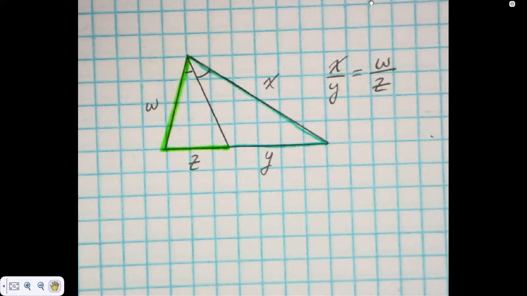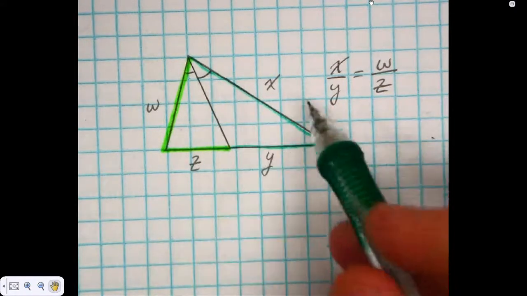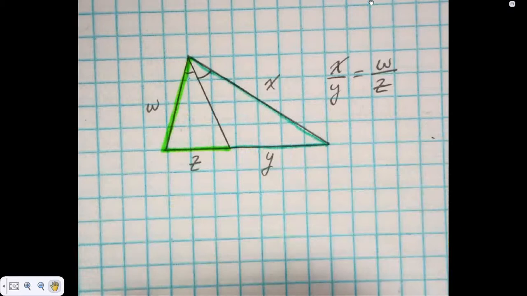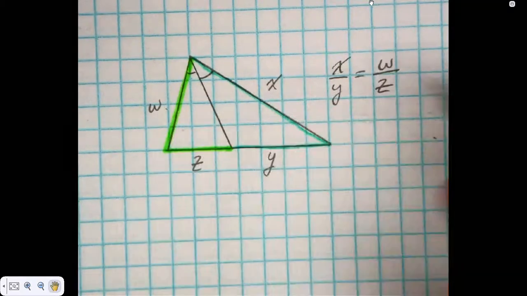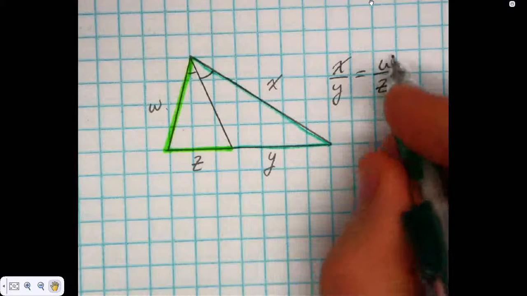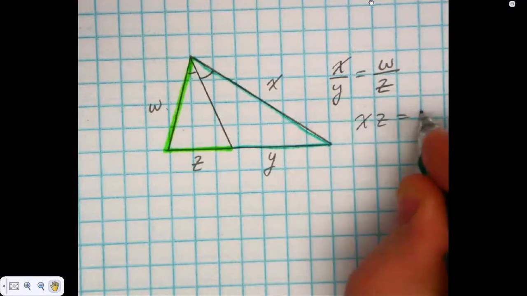You guys see what I'm saying there? Because this is perfectly in the middle, because it's an angle bisector, the parts created here are proportional. So this over this equals this over this. If you cross multiply, what do I get? XZ is equal to what?